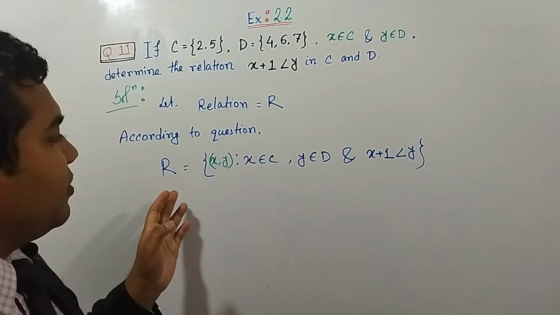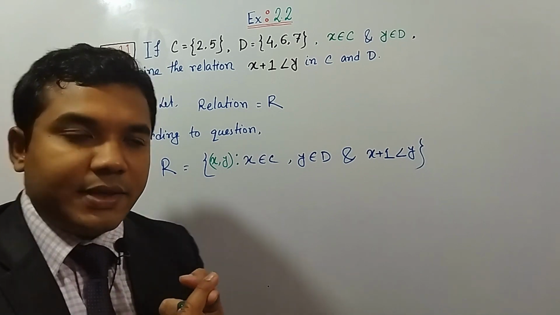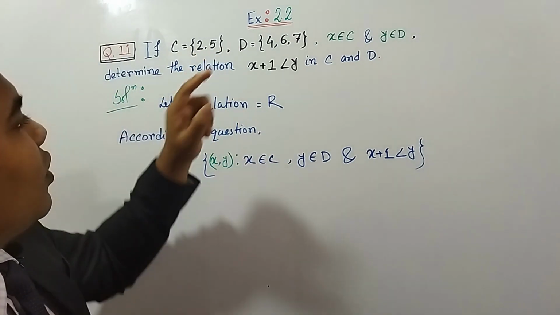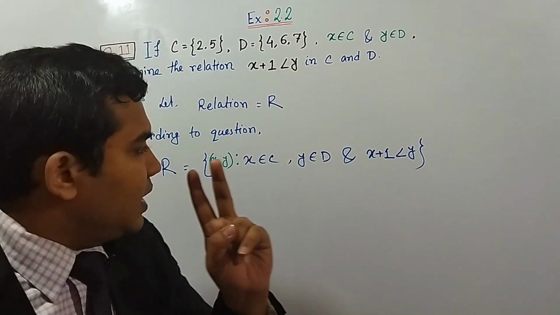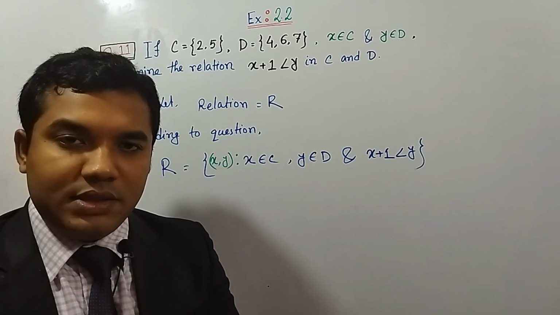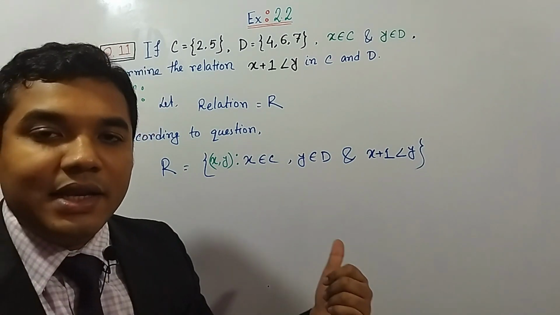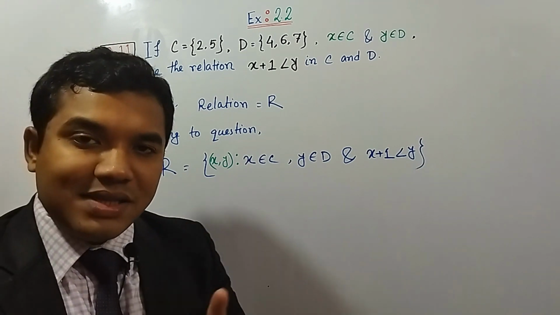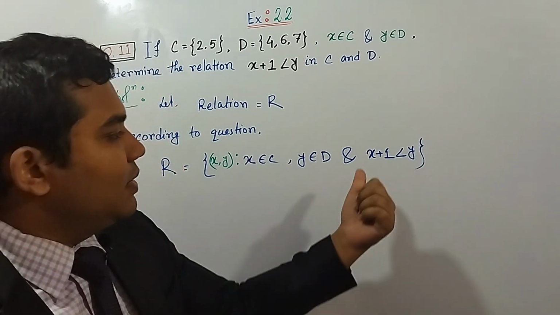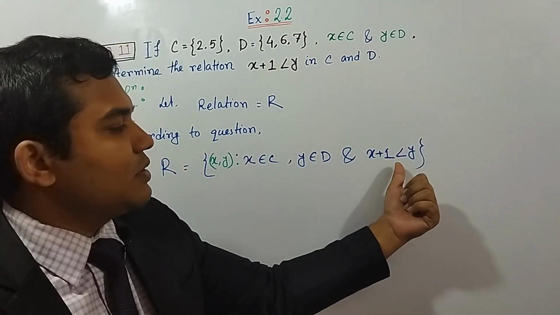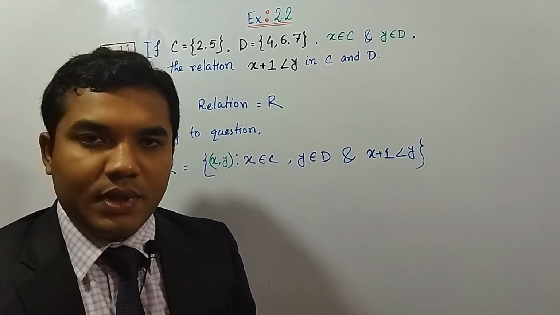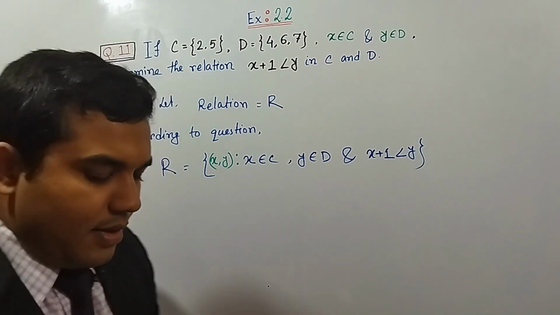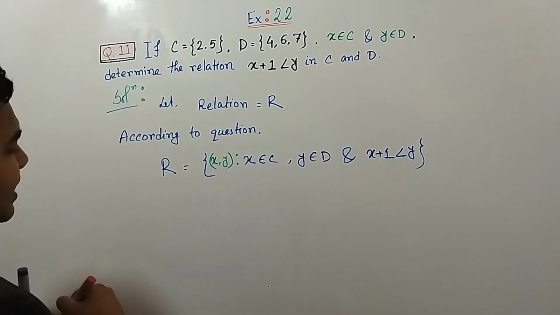So here we have to think about three things. First, x is the place where only the elements 2 or 5 will be counted. Second, y will be the elements which belong only to the set D, and both of these must be maintained. Third, the relation is x + 1 < y. So how can we get these types of relations? Exactly by multiplication.